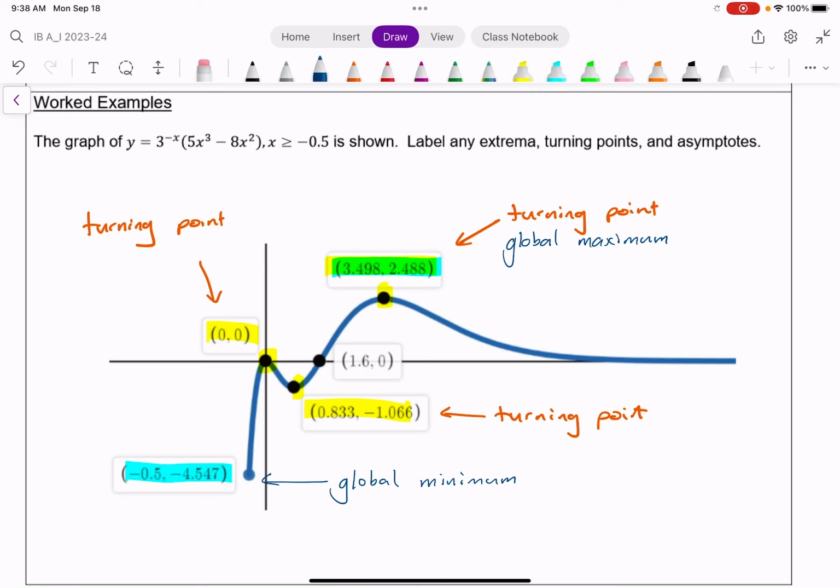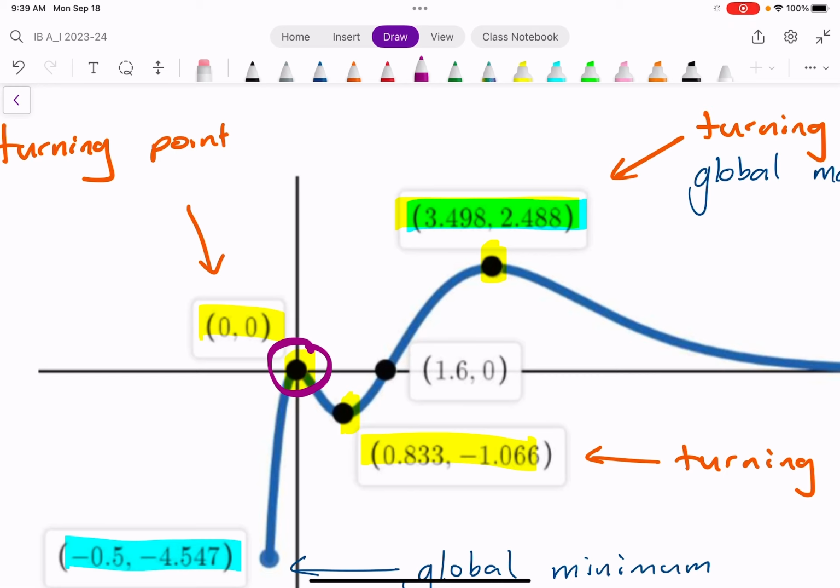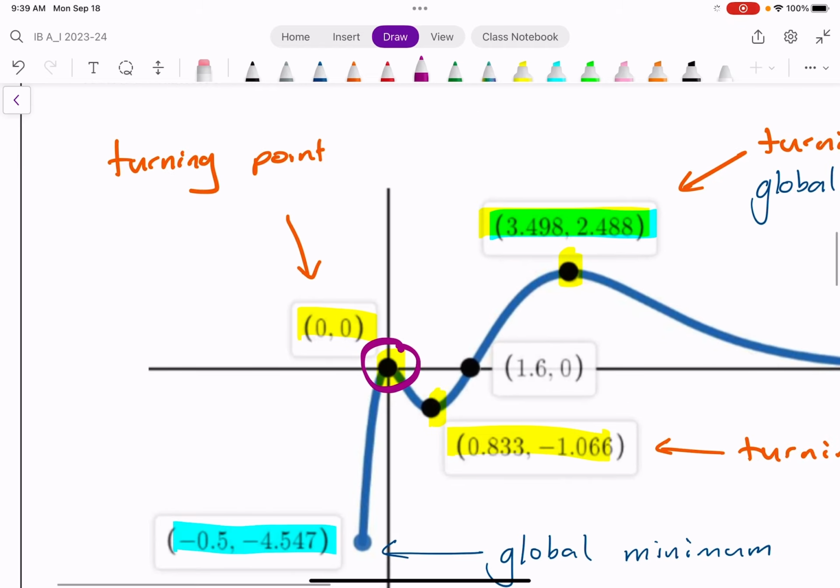All right, we also have local minimums and local maximums. And those are the highest or lowest points in their region. And so, for example, if I look at this point here that I'm going to circle in purple, in its region, it's the highest point. Now, it's not the highest point overall, but in its little region, it's the highest point. And turning points are always also either local maximums or local minimums. And so this point here, it's not the highest everywhere, but is the highest in its little neighborhood around it. So we also call this a local maximum.